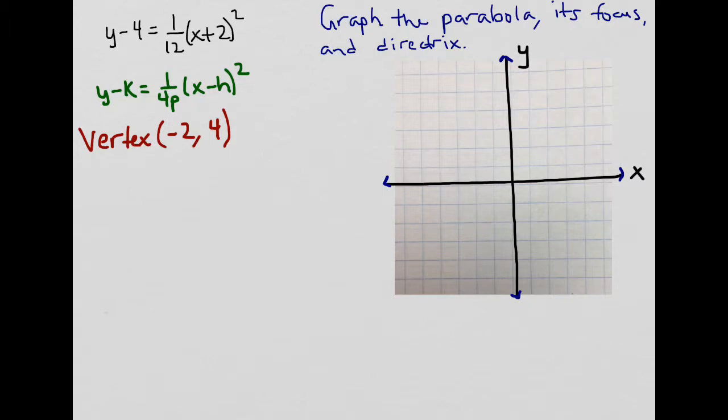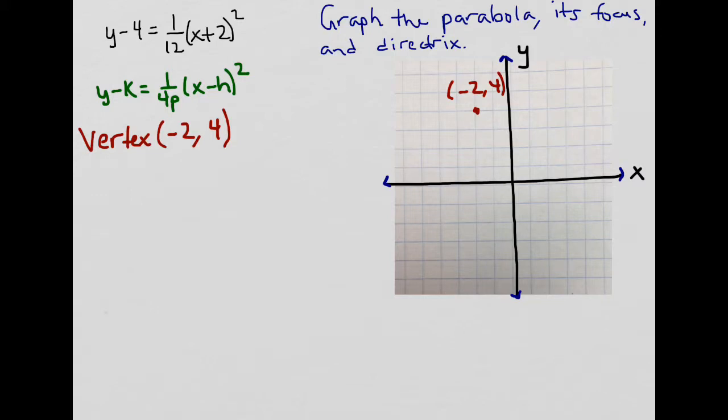And I can double check myself by plugging it back in. So if I have x minus a -2, well, that gives me x plus 2. And if I plug in my 4, y minus 4, well, that works out. So I'm going to start by plotting that then. So I'm going to plot -2, 4, which is right here.